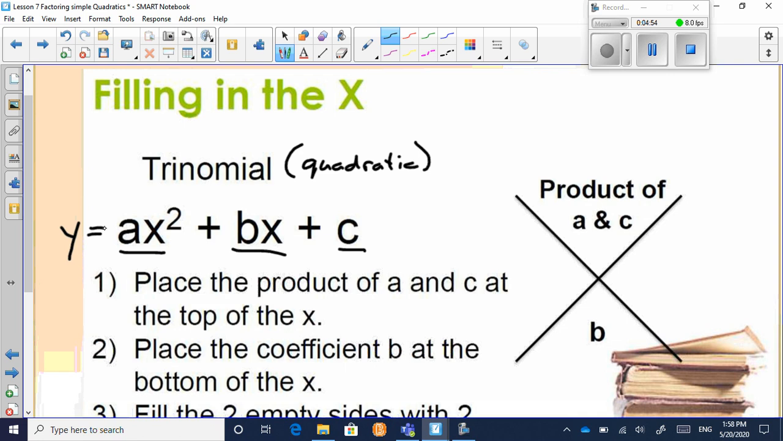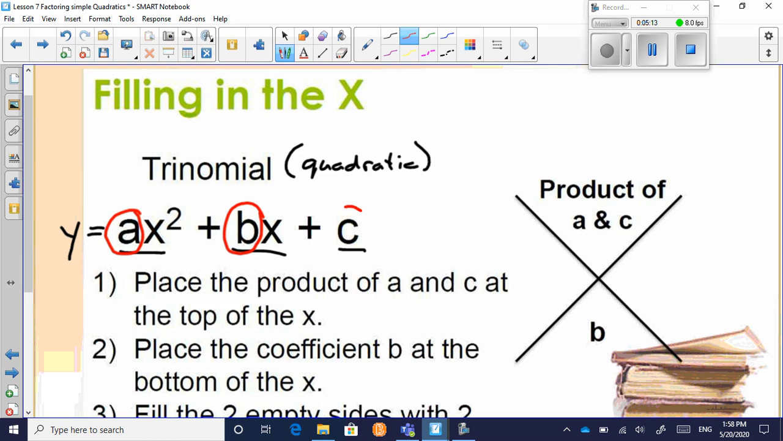And what the Xbox is, notice that within a quadratic, the number that goes in front of the x squared term we call a. The number that goes in front of the x term is called b.